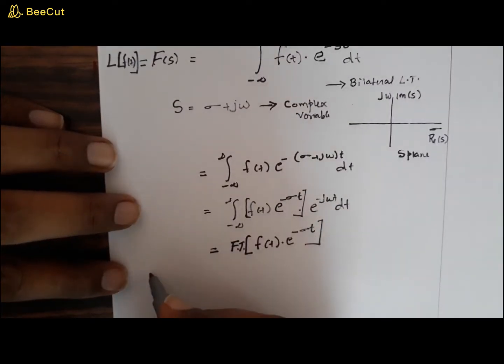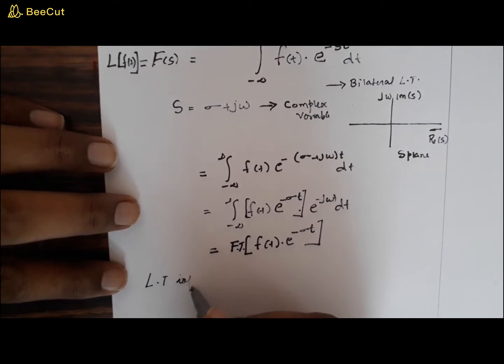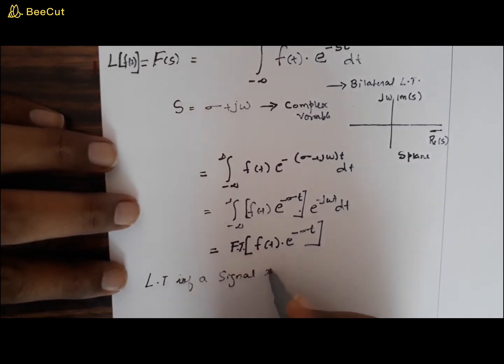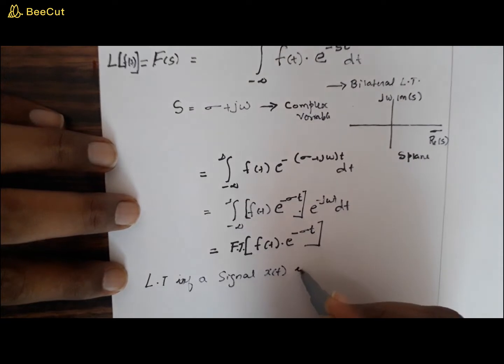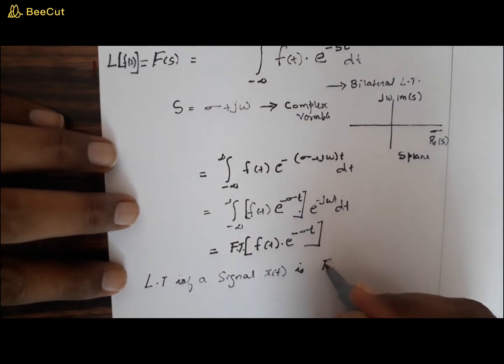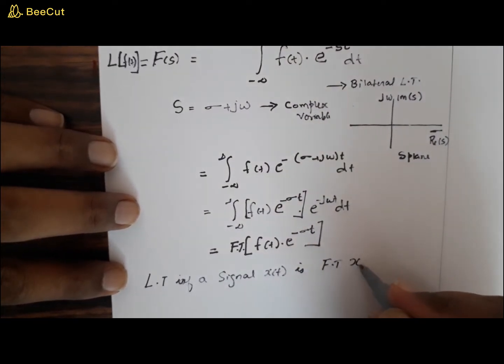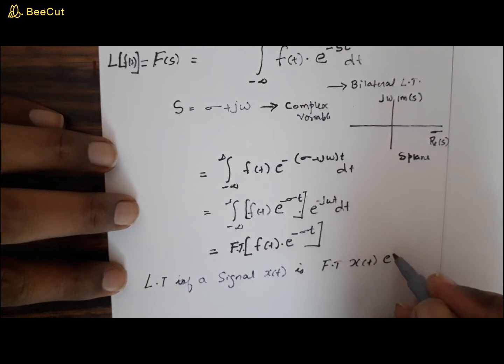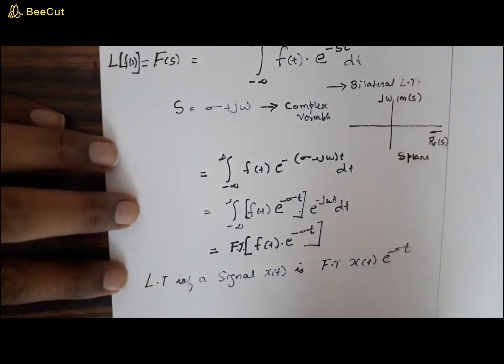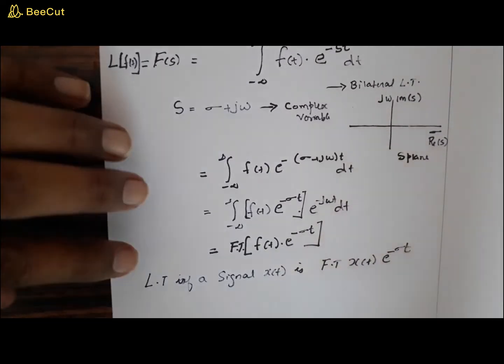So as a statement, the Laplace transform of a signal, say x of t, is the Fourier transform of x of t multiplied by e raised to minus sigma t. Okay, hope you understood this.